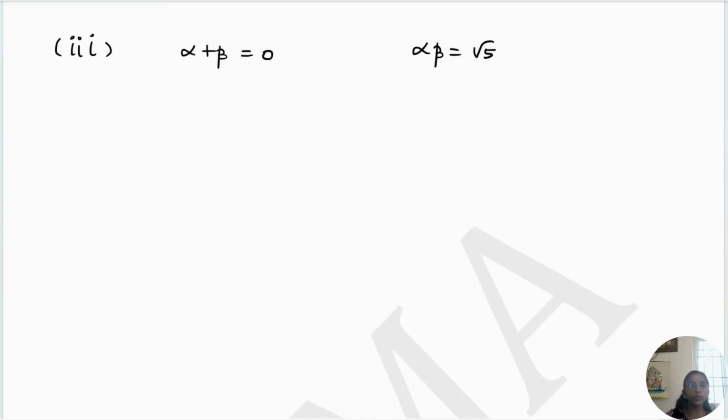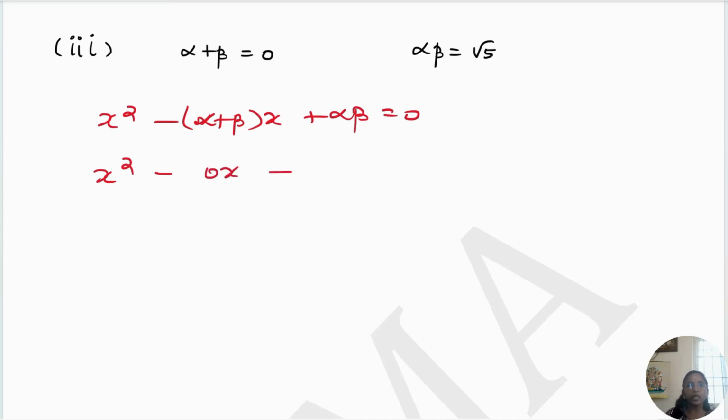And moving to the third subdivision, alpha + beta is equal to 0, alpha beta is equal to root 5. So x² − (alpha + beta)x + alpha beta is equal to 0. So now x² − 0x, and alpha beta is root 5, is equal to 0. So our required quadratic equation is x² + root 5 is equal to 0. So this is our answer.